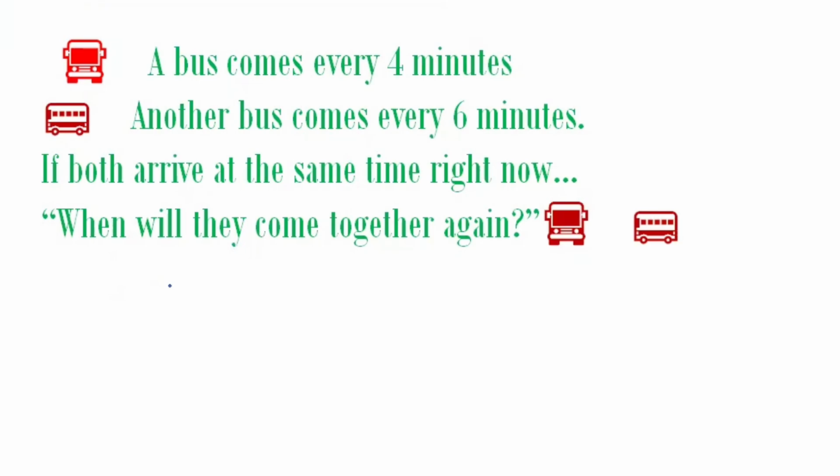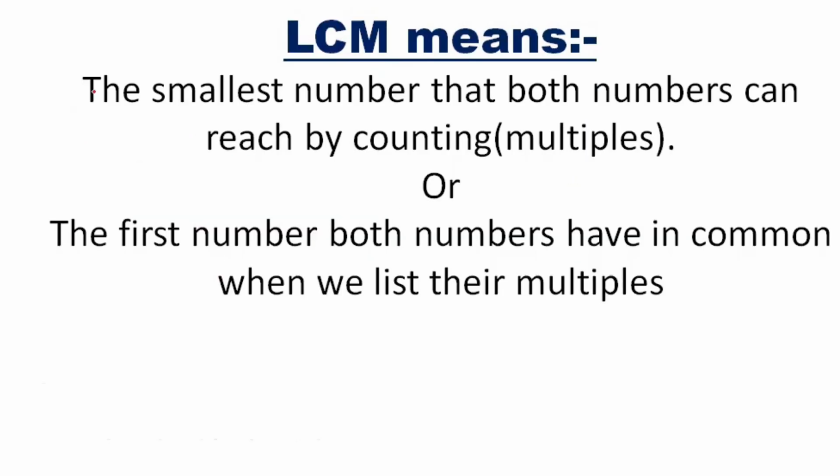But before that, let's understand what LCM means. LCM means the smallest number that both numbers can reach by counting. What counting? Multiples. We know that it is least common multiple. It is the smallest number that both numbers can reach by counting their multiples. Or in other words, the first number both numbers have in common when we list their multiples.